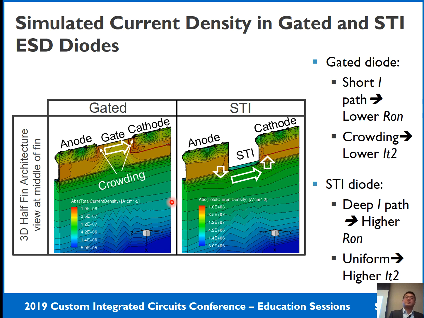So in the gated diode, a shorter current path can result in a lower R-on. But this surface and short current path will easily induce current crowding at the surface, which will further result in It2 degradation. Then in the STI diode, the current path is deeper and also longer, so it for sure results in a higher R-on. But this vertical current path can prevent local hotspots, so it benefits current uniformity. This can get a higher It2.